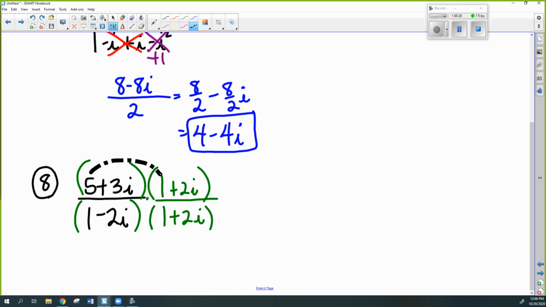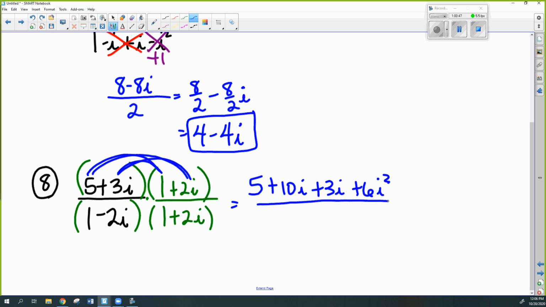So first, outer, inner, last, and then first, outer, inner, last.